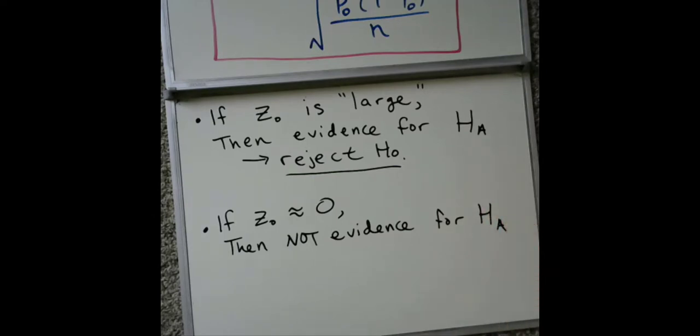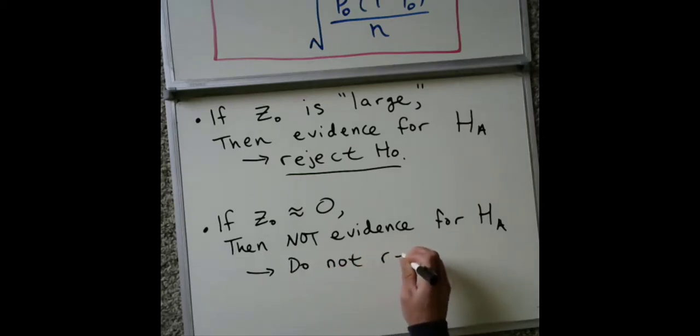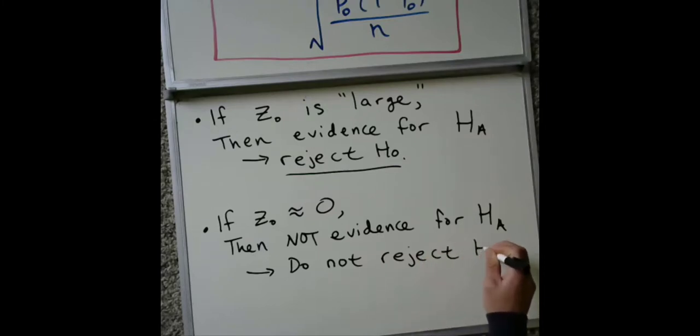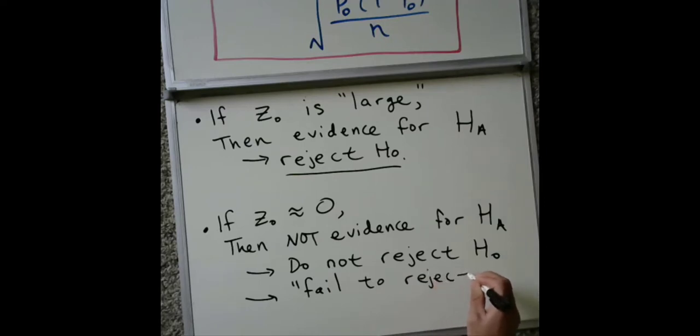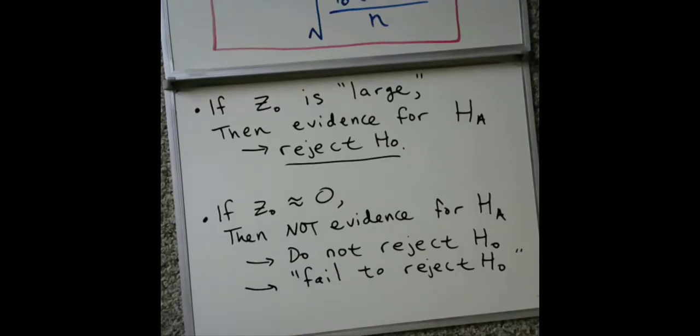Because the alternative always says something to the extent of, these things are different, this thing is bigger. But if you get a number near zero, zero is indicative of not significantly different. Therefore, this conclusion would be, do not reject the null hypothesis. Sometimes we say we fail to reject the null hypothesis. Same thing, do not reject, fail to reject.